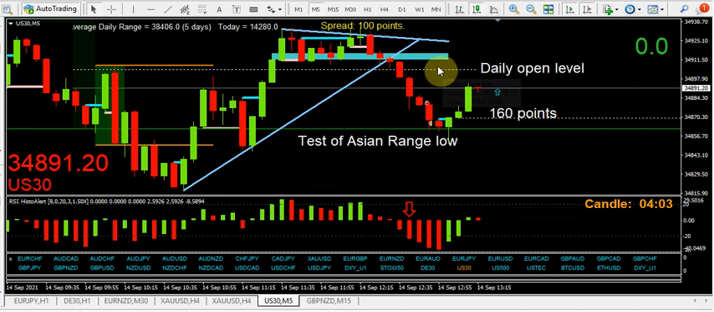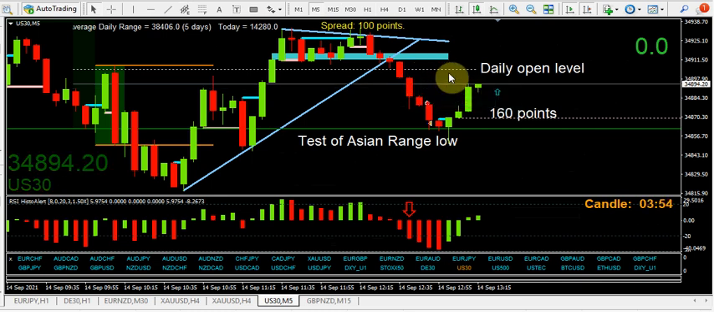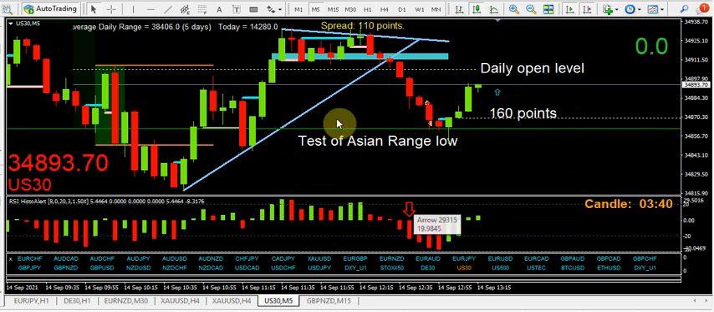We had broken through, because I literally was still out and about making coffees and whatnot at this point here. We had broken through the daily open level. That's what that dotted white line is there. That's why I like it on my chart. And we were approaching the Asian range low, that green line there, with momentum. And that's all I need.